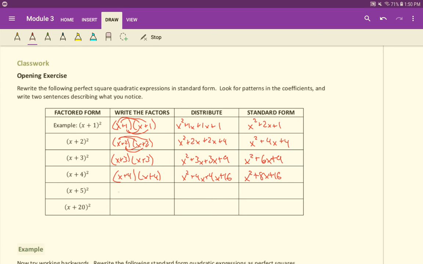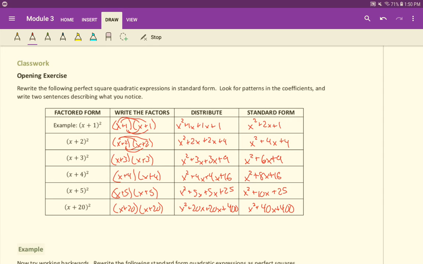And then x plus 5 squared will be x plus 5 times x plus 5, which will give us x squared plus 5x plus 5x plus 25. Again, just using the distributive property and combining like terms gives us x squared plus 10x plus 25. And then finally, x plus 20 times x plus 20, which will be x squared plus 20x plus 400. Combining like terms gives us x squared plus 40x plus 400.